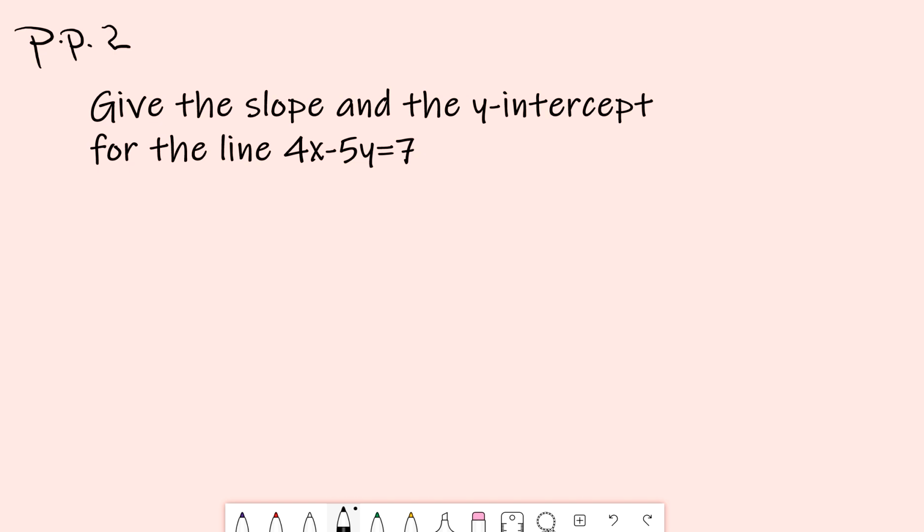All right, in practice problem 2, we've got: give the slope and the y-intercept for the line 4x minus 5y equals 7. Well, I need to remind myself of this. I'm going to rearrange 4x minus 5y equals 7, which we call standard form, so it's in slope-intercept form. And once I have it in slope-intercept form, I'm going to quite easily be able to tell what the slope is and what the y-intercept is. Okay, and that's all there is to it.